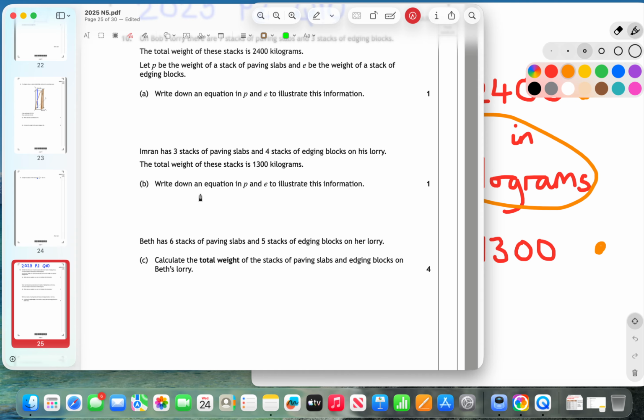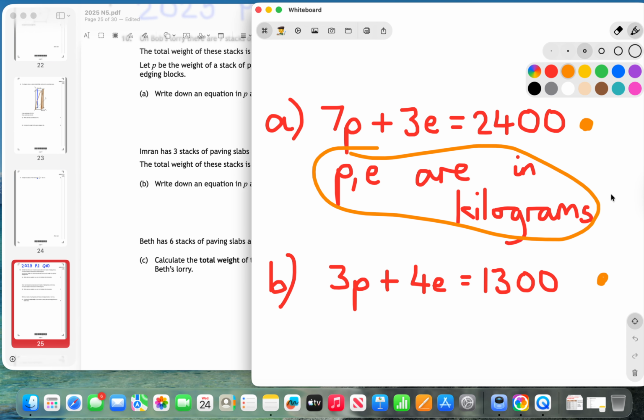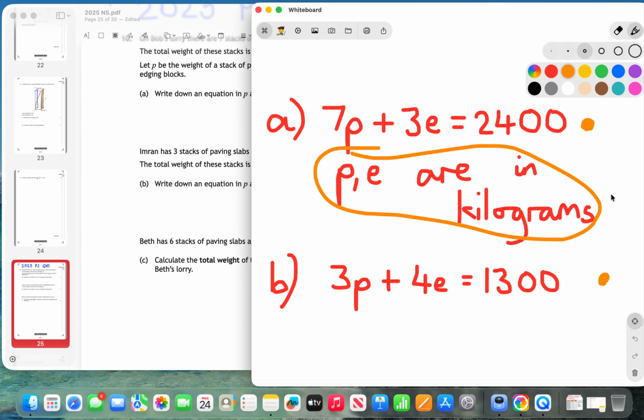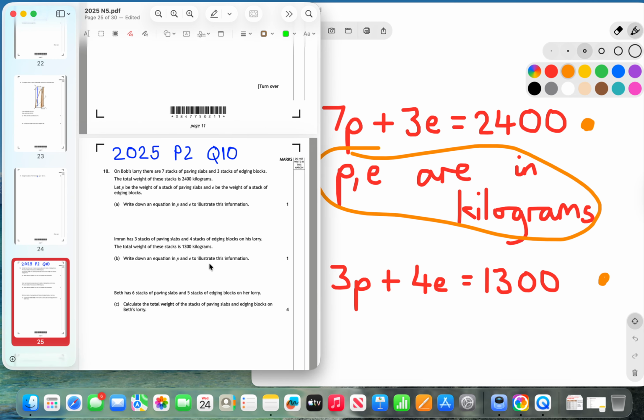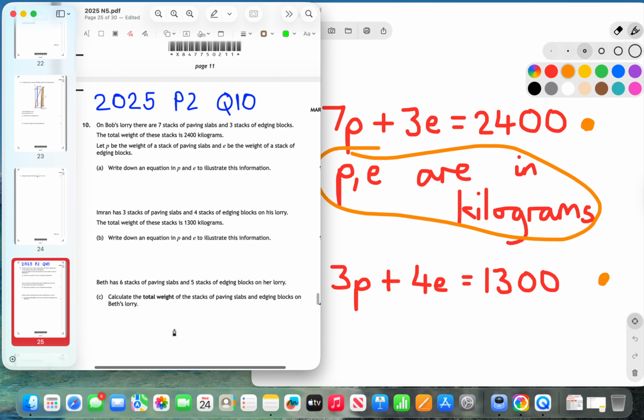2025 Paper 2 Question 10c. We had to get the equations that we found in A and B, and we have them here. Watch the last video if you're not too sure what these equations are, because these are relevant to question C. But pause the video if you want to have a go at it. Those are the equations and that's the question.